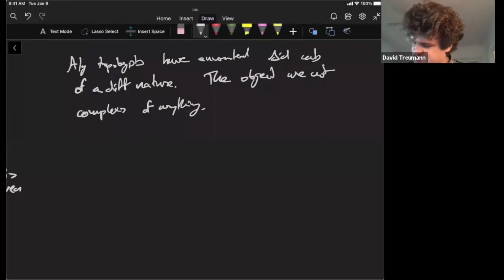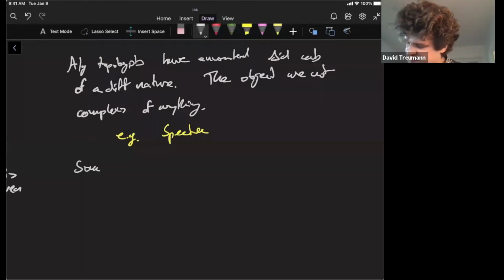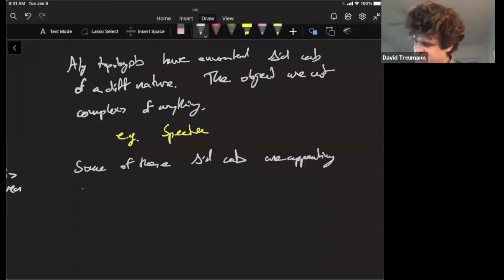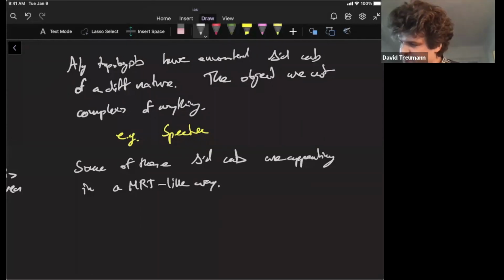So for example, there's the category of spectra. Spectra are the objects of a triangulated category. And some of these triangulated categories, maybe they have appealed to a modular representation theorist. They're appealing in a modular representation theory-like way. So for example, G spectra.